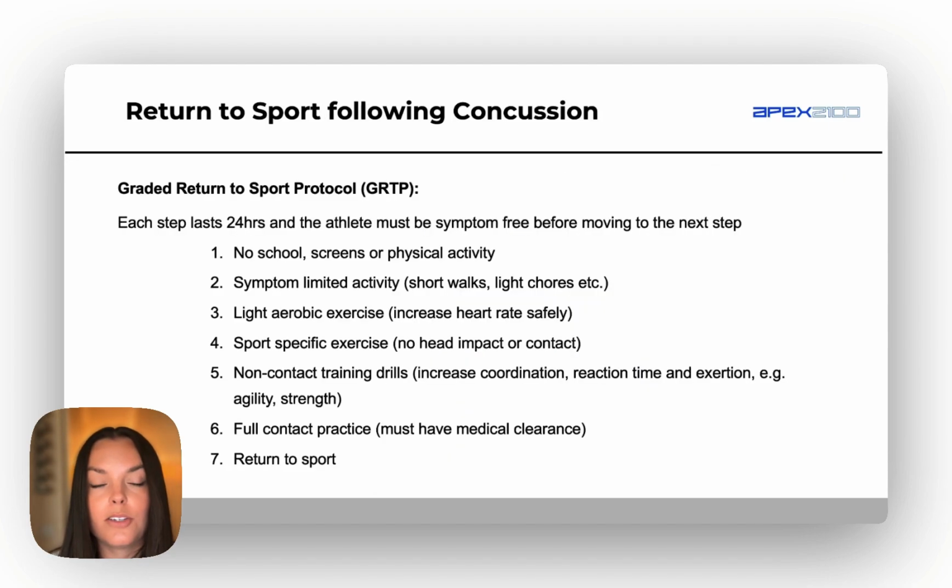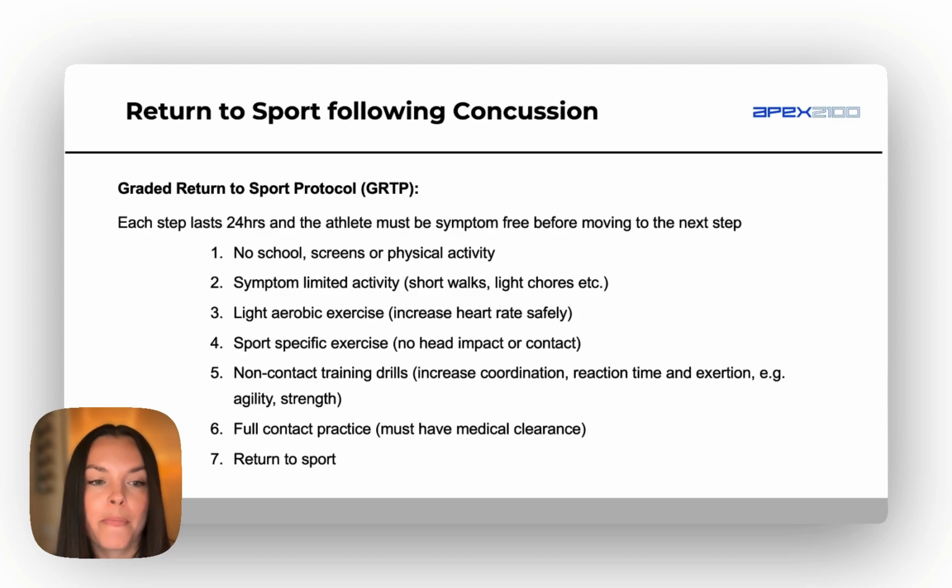In order to return to sport following a concussion, we can follow this sort of 7-step system. One is complete rest, no physical activity, no school, and no screens. Step 2 is symptom-limited activity, so short walks and light chores. If you have any symptoms, you need to return back to the next level. Step 3 is light aerobic exercise, so we're increasing the heart rate. 4 is sport-specific exercise, so you can return to a little bit of training, but especially no contact and no head impact.